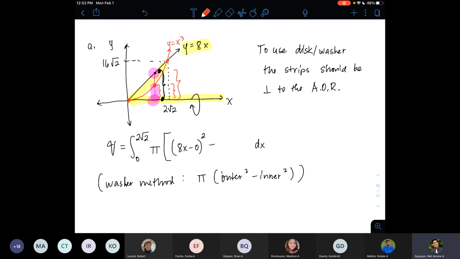And again, how do we compute the length of that strip? Or how do we compute the inner radius? Well, it's the top function minus the bottom function. The top function is x cubed minus the lower function, the x-axis, which is y equals 0. So if I simplify this, it would be 2 root 2 times pi times 8x quantity squared minus x cubed quantity squared dx. And that would be the integral that will give me the volume of the shaded region.